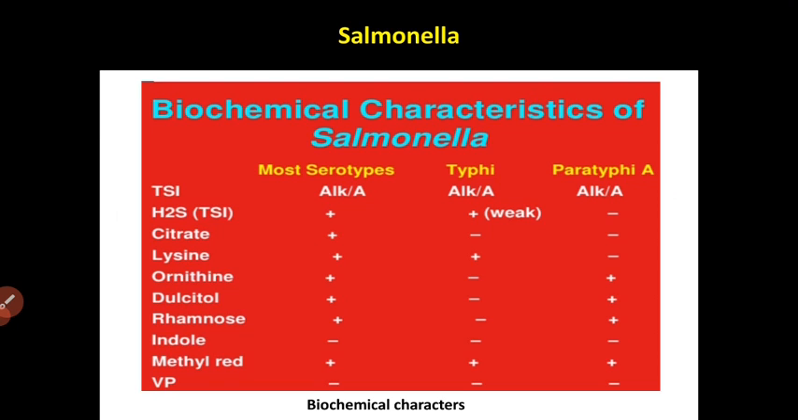So what will be the MVIC for typhi? Negative, positive, negative, negative. Understood? For paratyphi, negative, positive, negative, negative. Understood? Clear? And for serotypes, it will be negative, positive, negative, positive. Understood?